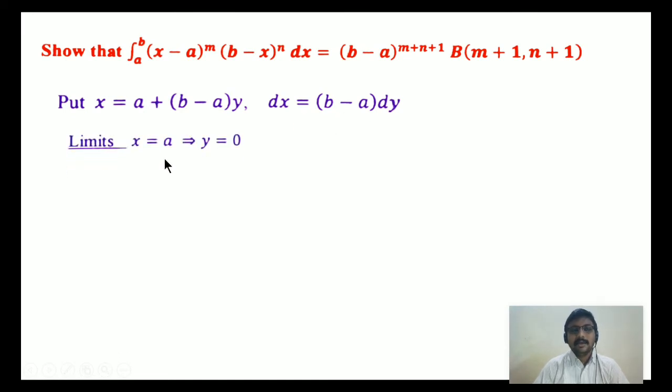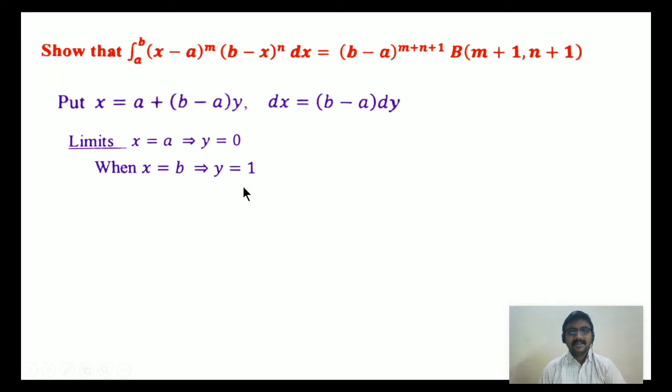Now the limits. When x equal to a, that is the lower limit, the y value becomes 0. Substituting x equal to a here, clearly a gets cancelled, (b minus a) into y is 0, which implies that y is 0. When x equal to b, substituting x equal to b, we will have b minus a is equal to (b minus a) into y. Clearly b minus a gets cancelled, so the y value is 1. These are the new limits, y equal to 0 and y equal to 1.